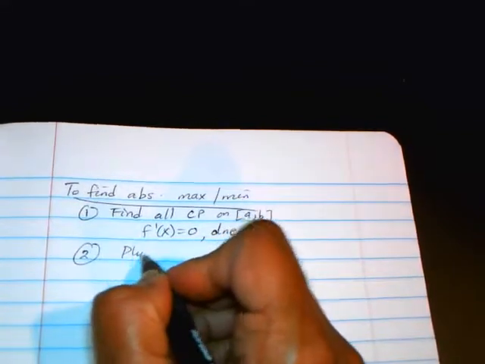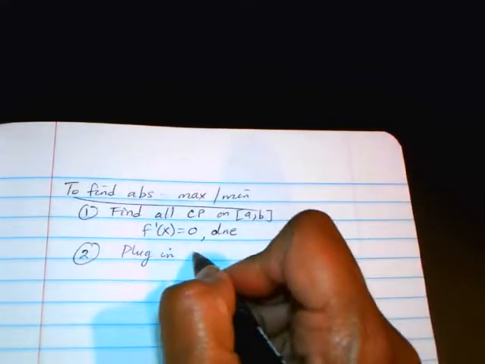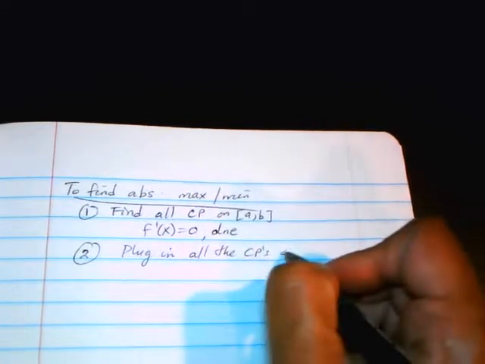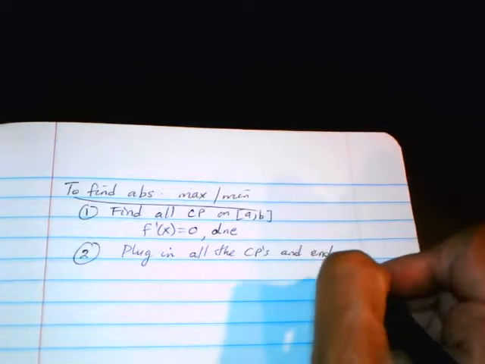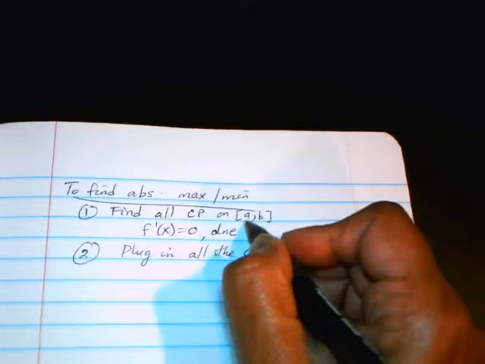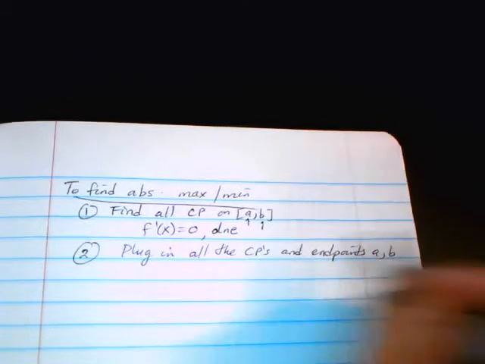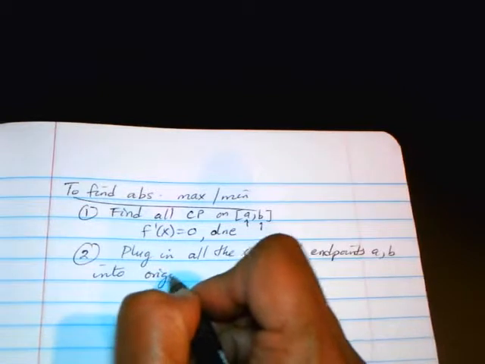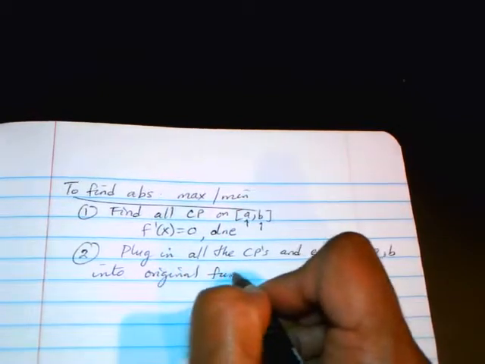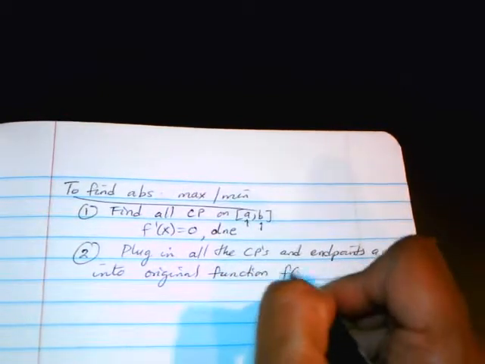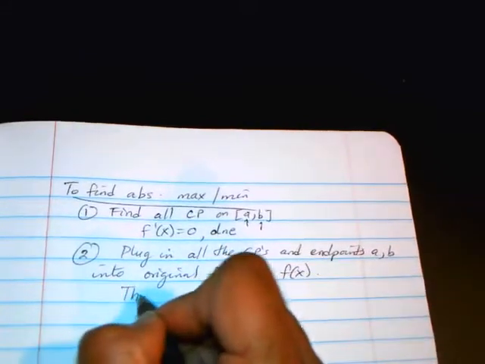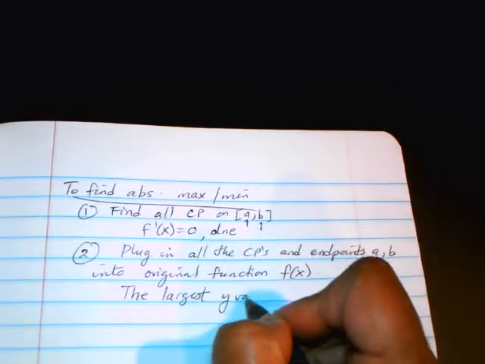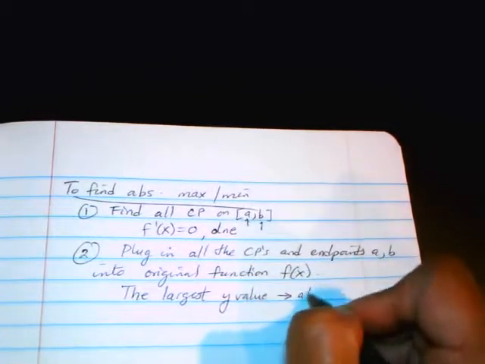Next, plug in all the critical points and endpoints, meaning A and B, into the original function f of x. The largest y value, that's your absolute maximum.